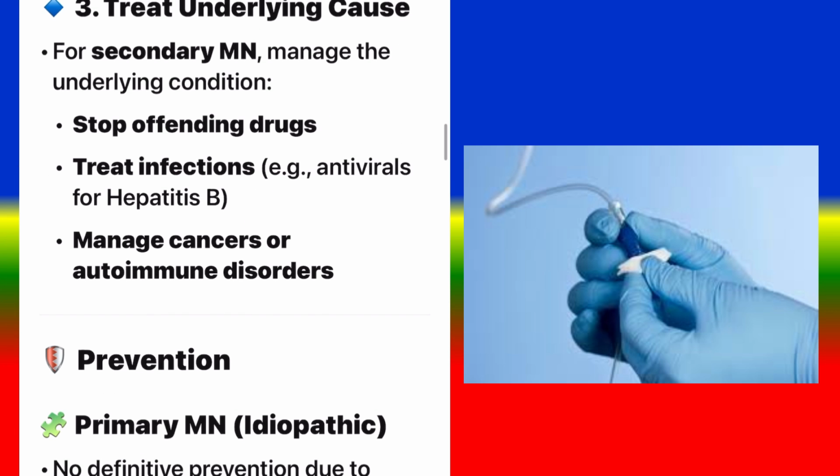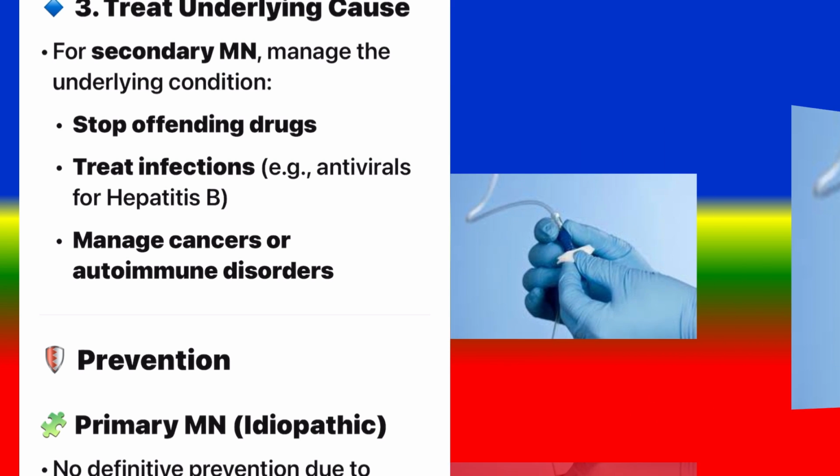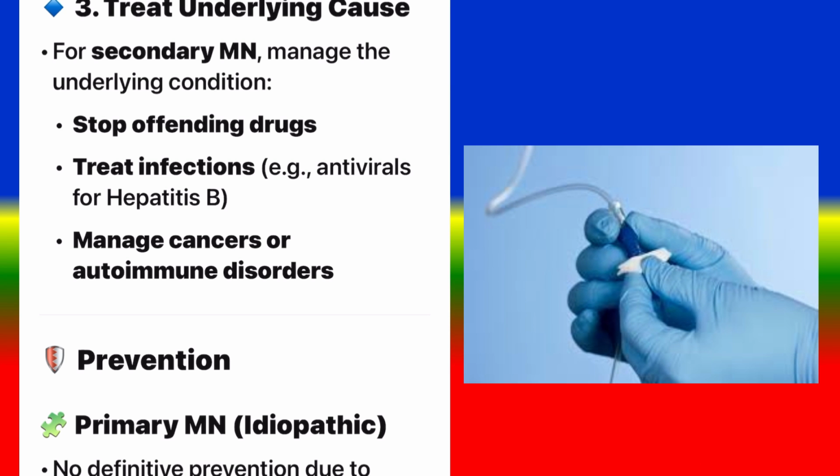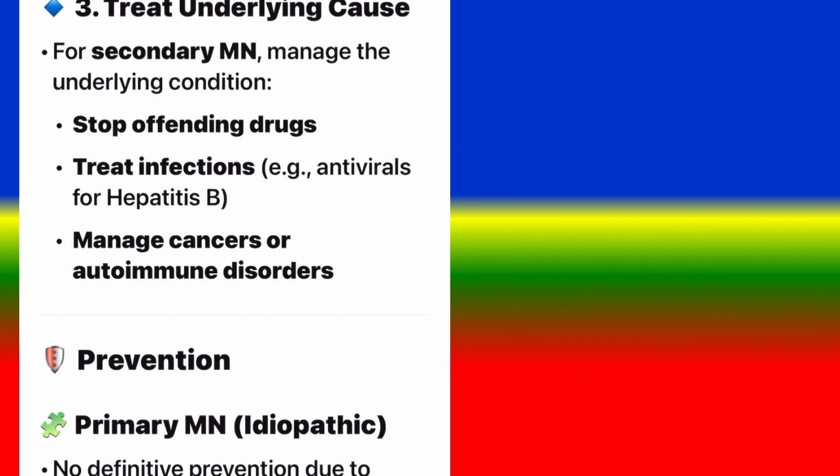3. Treat underlying cause. For secondary MN, manage the underlying condition. Stop offending drugs. Treat infections, e.g. antivirals for hepatitis B. Manage cancers or autoimmune disorders.